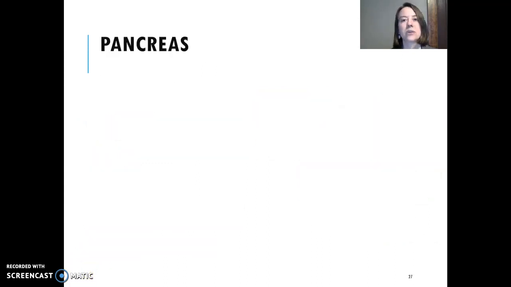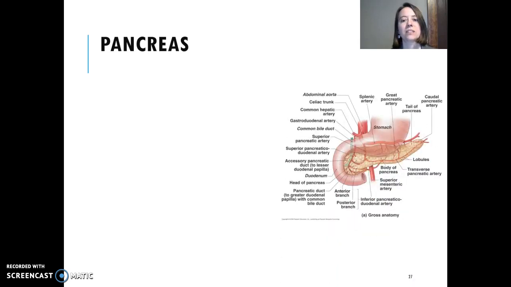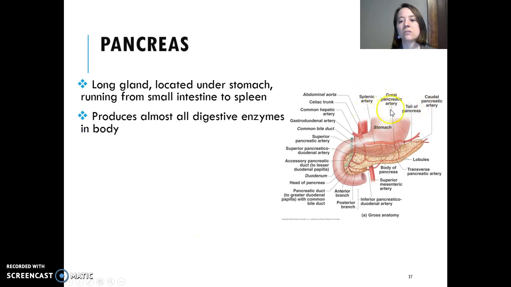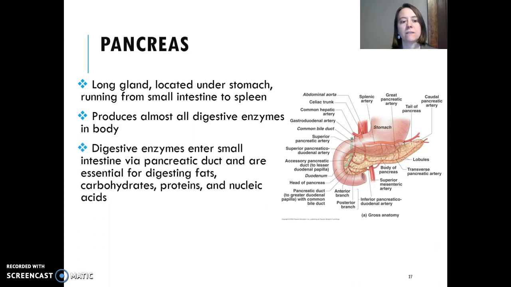The final accessory organ we're going to talk about is the pancreas. The pancreas is a long gland located under the stomach, running from the small intestine to the spleen. So as you can see in this picture, it is underneath the stomach, and it is from the small intestine all the way over, and there would be a spleen right here. It produces nearly all of the digestive enzymes in your body. So your pancreas is essential. Anything that gets digested probably was done so by the enzymes that the pancreas made.